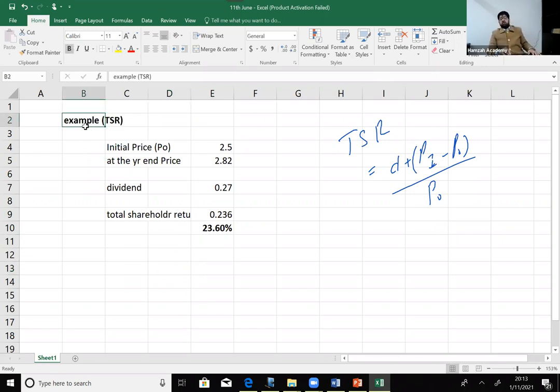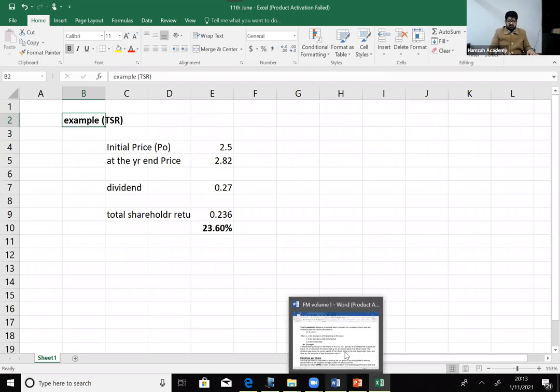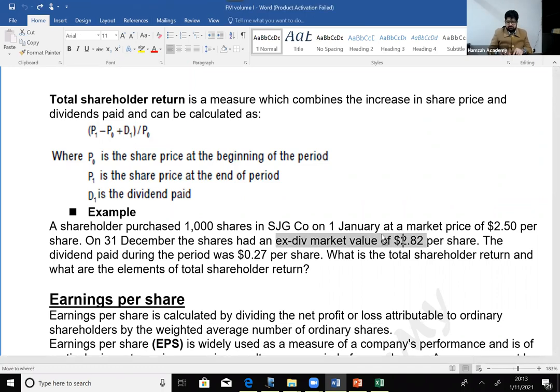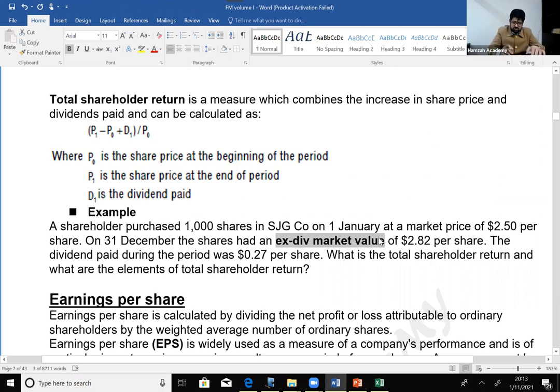Now, a question is there that they have called X dividend price. They said it is X dividend market value. I will explain this point. What is the meaning of it? Students, shares of the company are trading in the market.